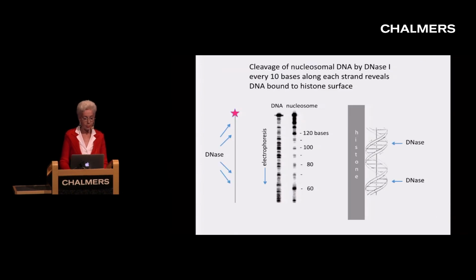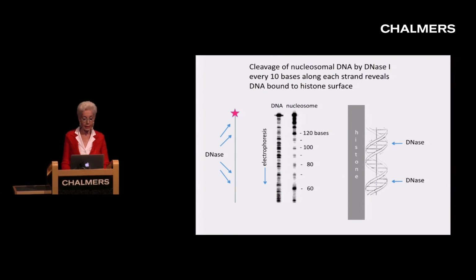Detachment of DNA from the histone surface could also be detected by cleavage of the DNA with the enzyme DNase 1. Here, the DNA was radiolabeled at one end, symbolized by the pink star. The fragments resulting from cleavage by DNase were separated on the basis of size by electrophoresis.